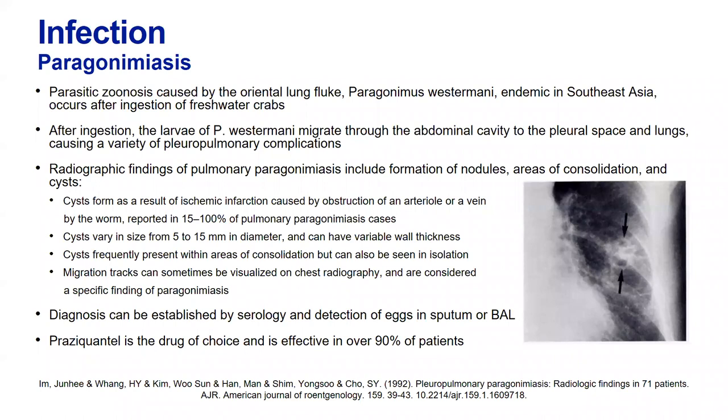And that's a very specific way of diagnosing this. But in terms of the cysts themselves, the cysts occur because you have ischemic infarction, because the larvae are obstructing an artery or a vein that supplies the area. And so you have cysts developing, which can have variable wall thickness. And they can be present in areas of consolidation as well.